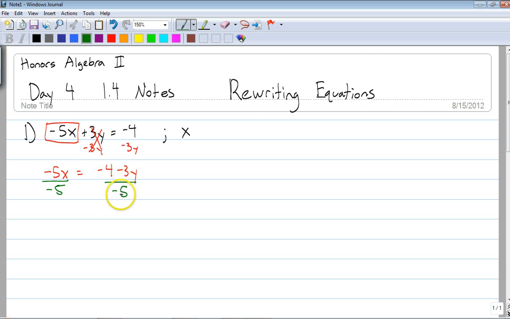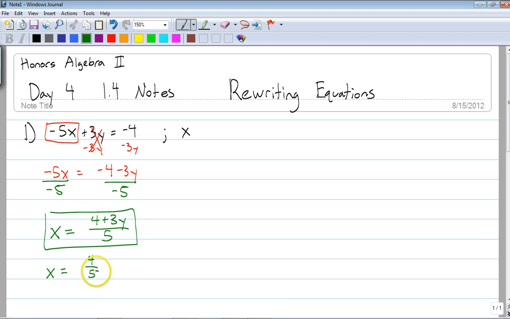Now, with this one, since you have negatives and negatives, you can turn everything into positive. There's two acceptable answers, but this is more acceptable. x equals, this is now a positive 4 plus 3y all over 5. That is the most acceptable answer. We have solved for x, and we have isolated that variable.